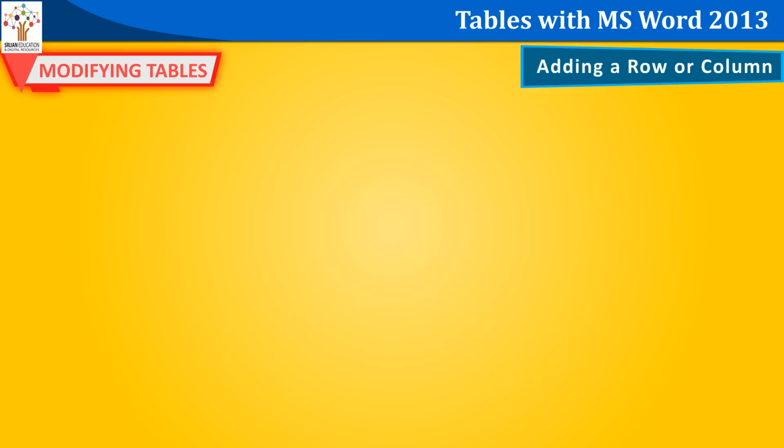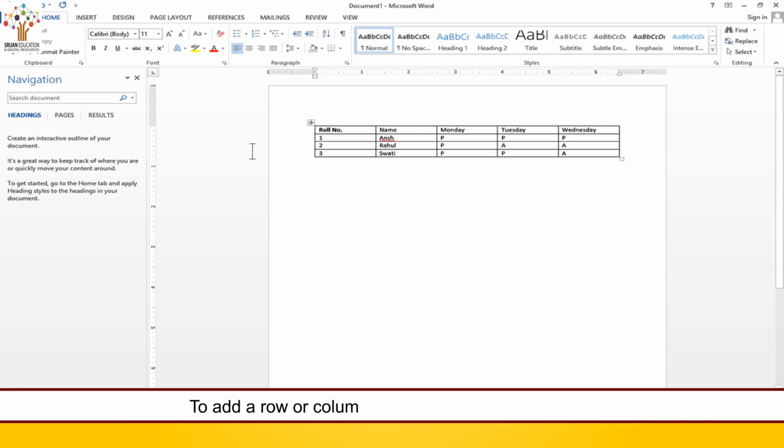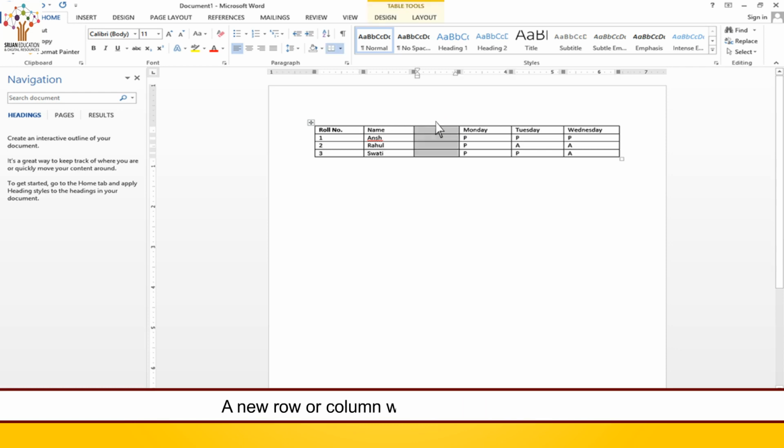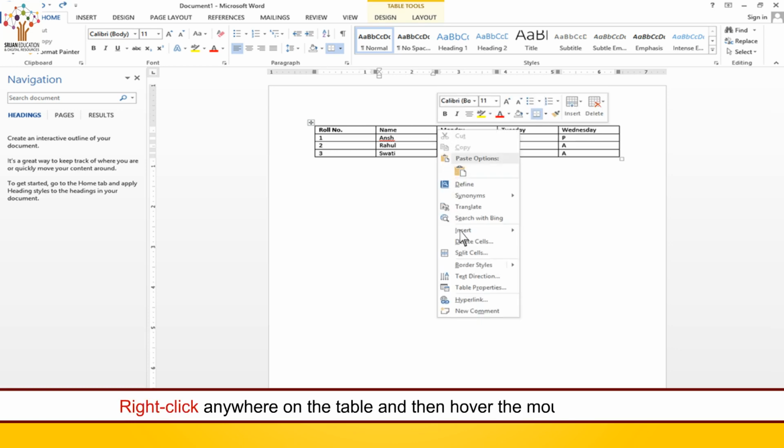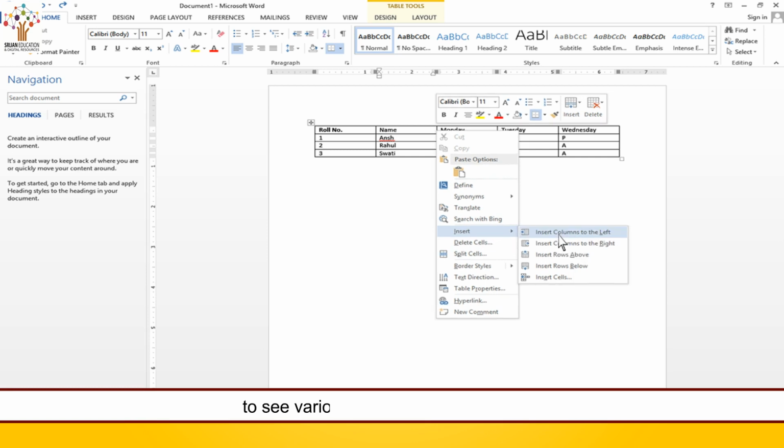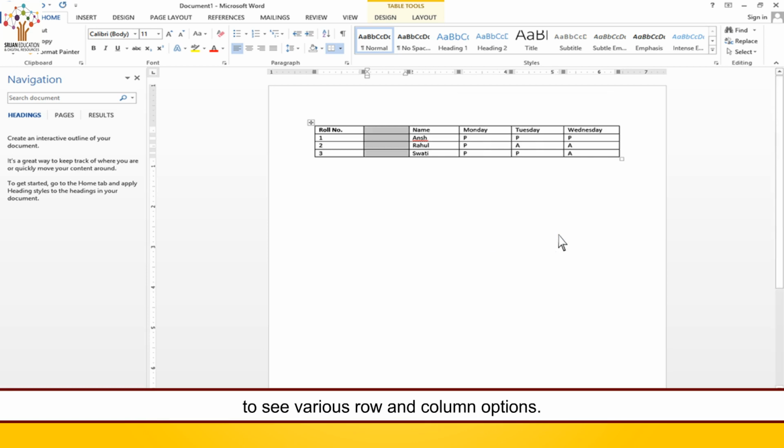Adding a row or column. To add a row or column in a table, follow these steps. Hover, move the mouse near the location where you want to add a row or column and then click the plus sign that appears. A new row or column will appear in the table. Or, right-click anywhere on the table and then hover the mouse over Insert to see various row and column options. A row or column will be added to the table according to the option you have selected.